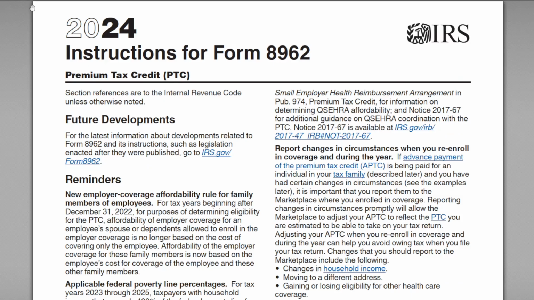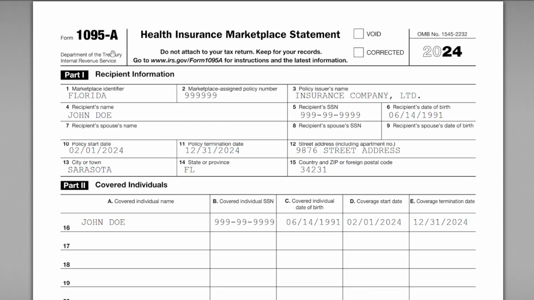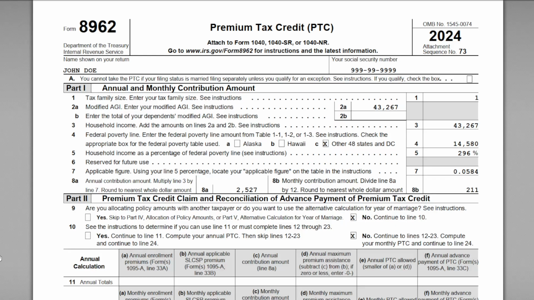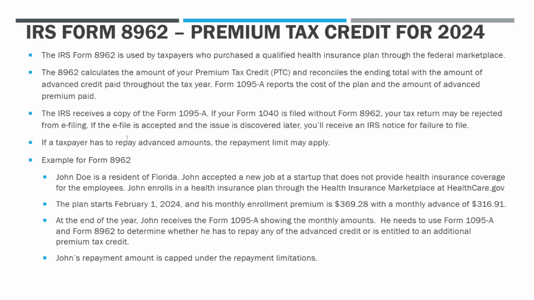We've also got the Form 8962 instructions here. This is the updated 2024 version. And then we have a sample 1095A health insurance marketplace statement for this taxpayer. So you're going to need all three pieces in order to complete this form. Before we get into the form, let's just have a quick look at some of the background on the credit, what it is, and then more details on the fact pattern.